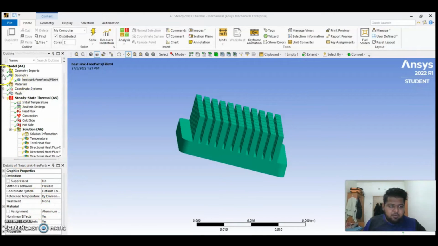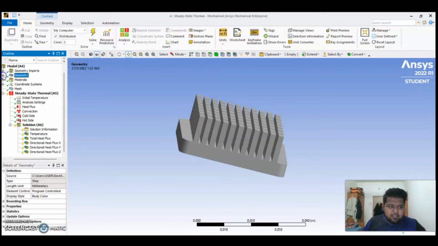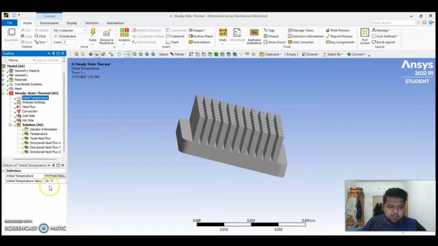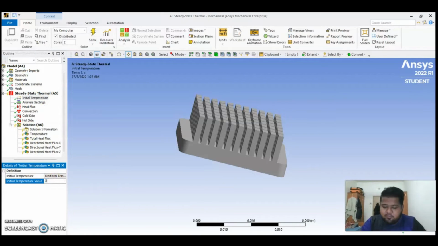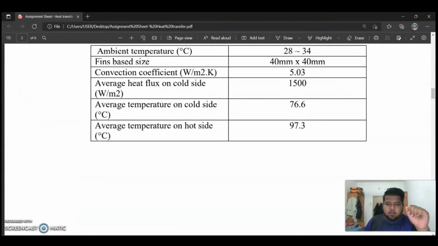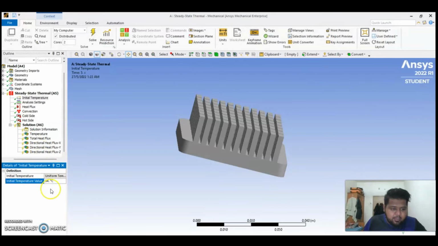Next we go to steady state thermal. We are going to do a steady state because it is used to determine the steady state temperature distribution and heat flow. These are the 2 things that we are going to look at today. Next, you go to initial temperature to set the temperature. I'm going to set it at 34 degrees since the range is between 28 to around 34 degrees, and make sure it's in Celsius.